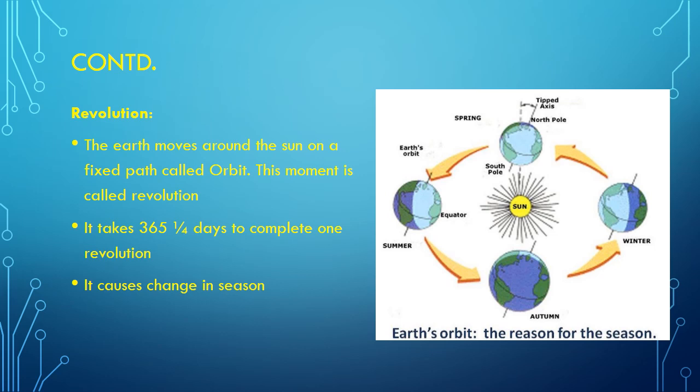The Earth also moves around the Sun through its orbit, which is called the revolution. It takes 365.25 days to complete one revolution. It causes change in the season.